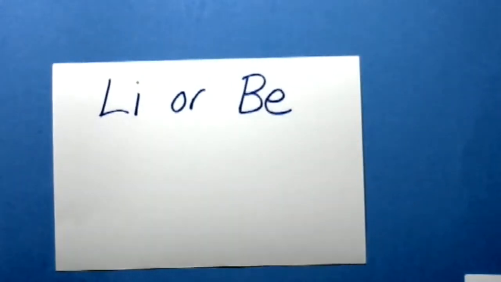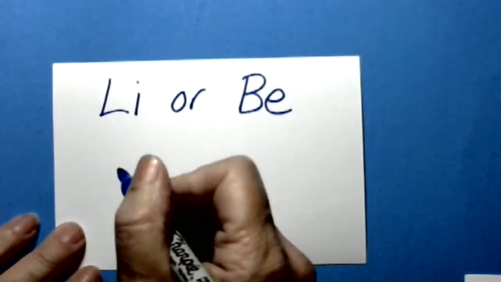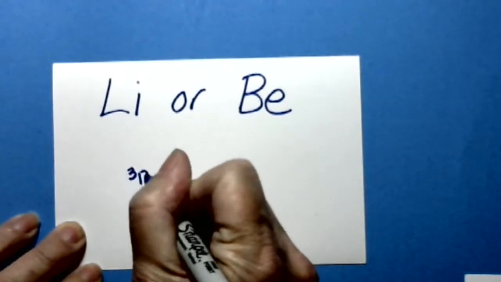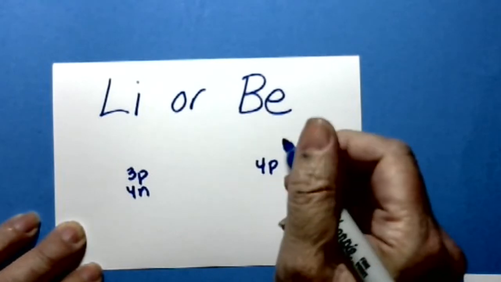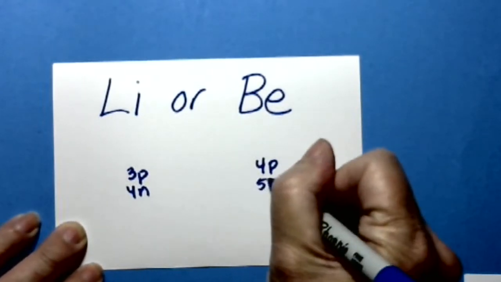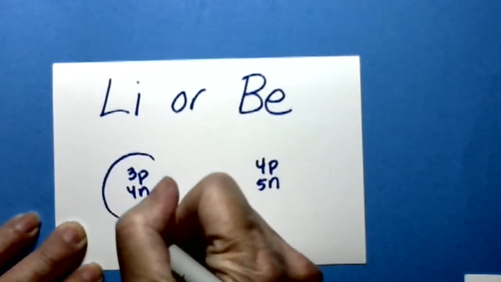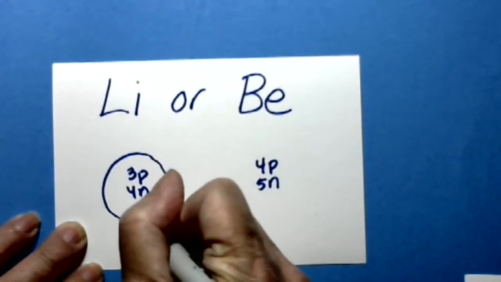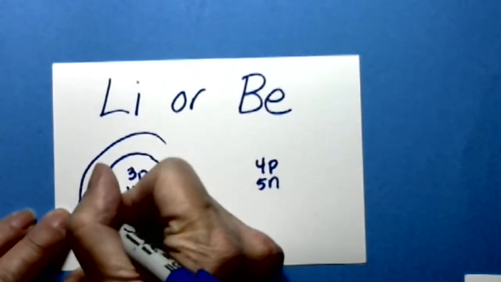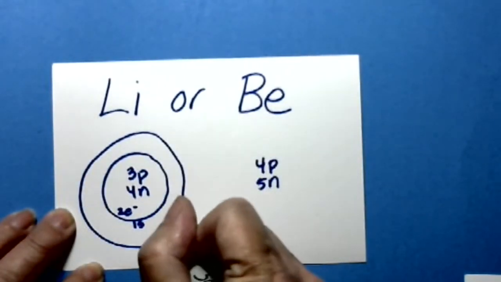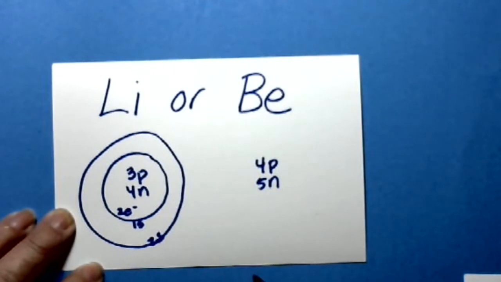Now, next question. Maybe you're getting the pattern. Lithium or beryllium? Find them on the periodic table. Which is bigger? Okay. So I have lithium, which has 3 protons and 4 neutrons. Beryllium has 4 protons, and let's say it has a mass of 9, so 5 neutrons. This has 2 electrons in the 1s orbital, so there's 2 electrons here. And there's 1 electron in the 2s orbital, so this is the 2s orbital, so 1 electron out here. So the diameter is from here to here.